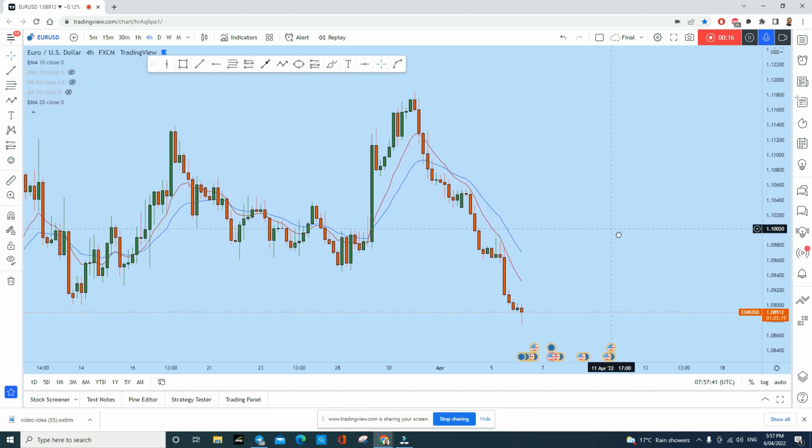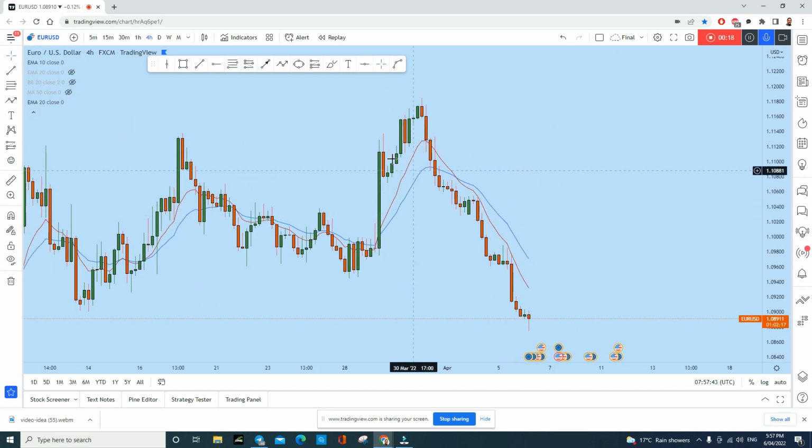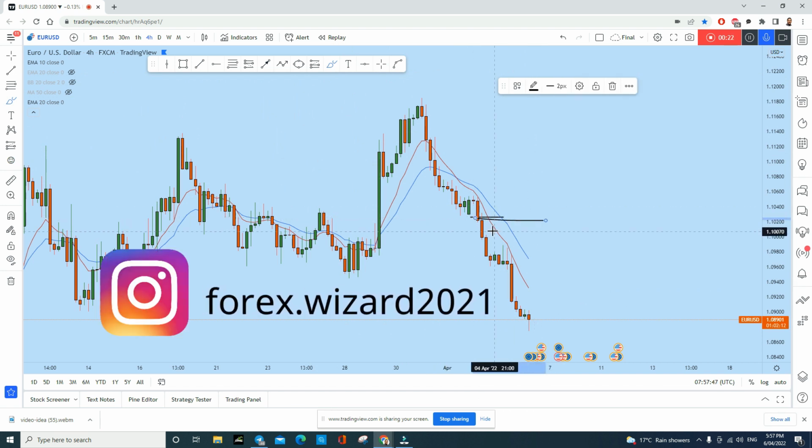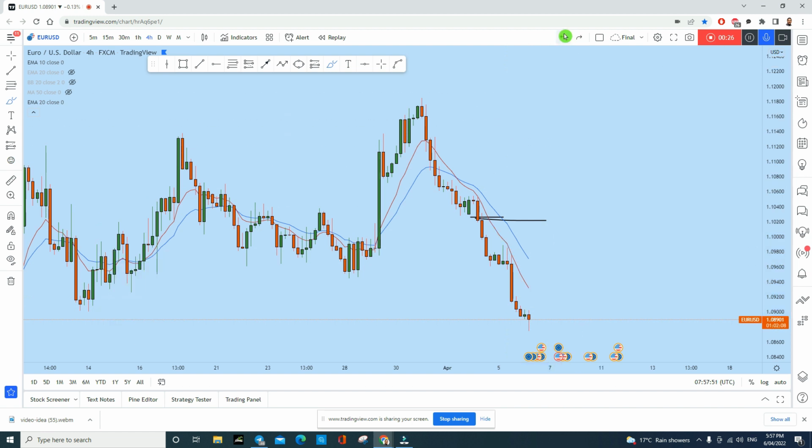And what did I say in euro dollar? Look at here. So when this candle was forming, what did I mention? That euro dollar is likely to drop, and the market did exactly what it is.